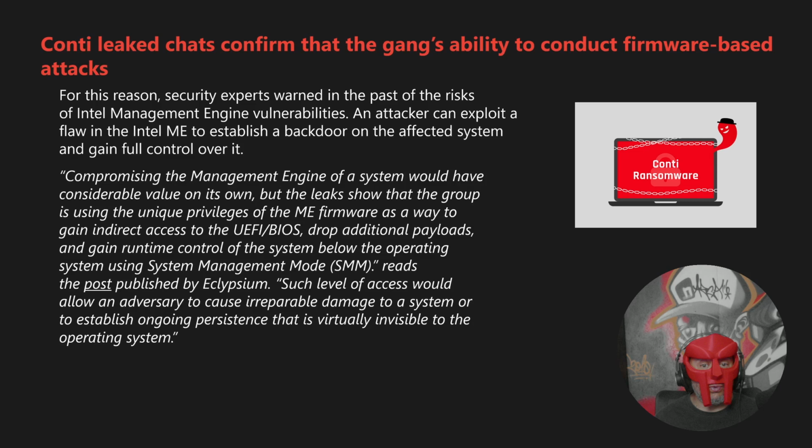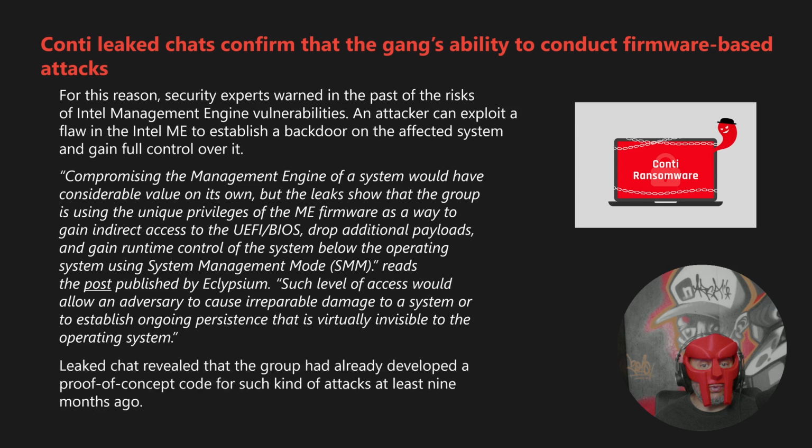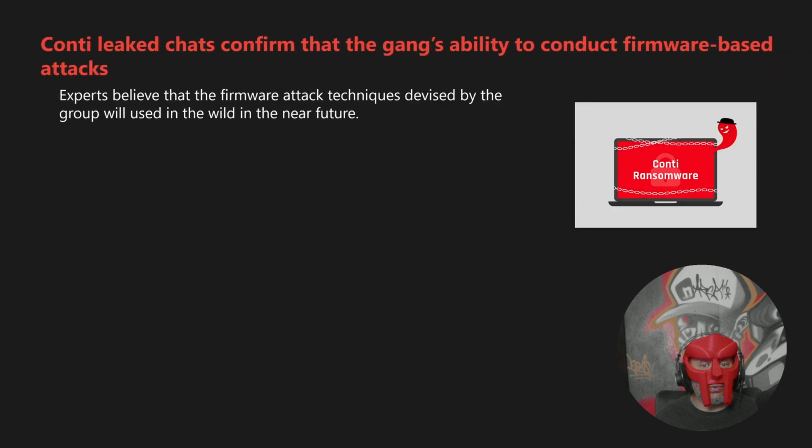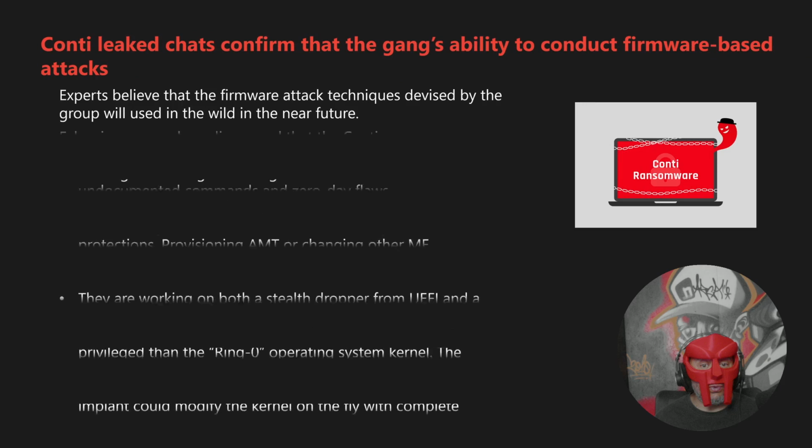Compromising the management engine of a system would have considerable value on its own, but the leaks show that the group is using the unique privileges of the ME firmware as a way to gain indirect access to the UEFI/BIOS, drop additional payloads, and gain runtime control of the system below the operating system using system management mode, reads the post published by Eclypsium. Such level of access would allow an adversary to cause irreparable damage to a system or to establish ongoing persistence that is virtually invisible to the operating system. Leaked chats revealed that the group had already developed a proof of concept code for such kind of attacks at least 9 months ago. Experts believe that the firmware attack techniques devised by the group will be used in the wild in the near future.